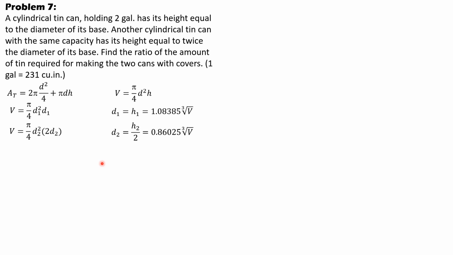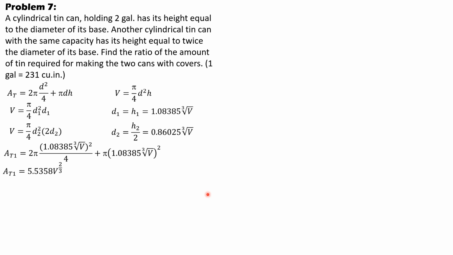So the total surface area of the first cylindrical tin can, substitute into this formula here, where h is equal to d. So area total 1 is 2 pi, quantity 1.08385 cube root of V squared over 4, plus pi times 1.08385 cube root of V squared, because h equals the diameter for the first cylindrical tin can. So it is equal to 5.5358 volume to the 2/3.